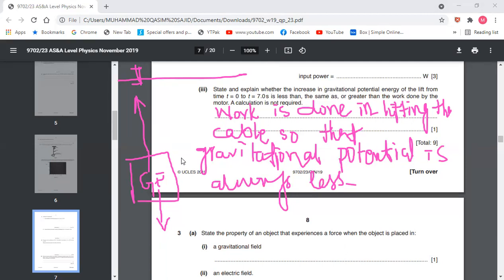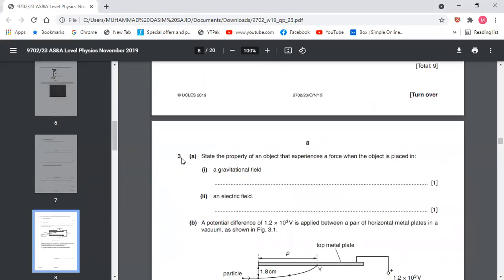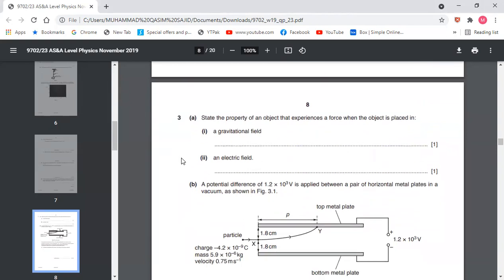Okay. So, question number 3: state the property of an object that experiences a force when the object is placed in a gravitational field and an electric field.